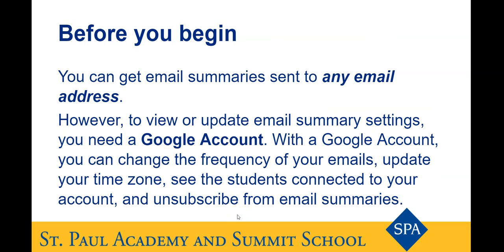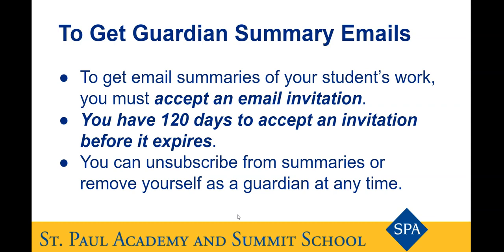Before you begin with your Guardian Summaries, you should know that you can get email summaries sent to any email address, whether or not it's a Gmail account. That said, you'll have more options for customizing what they look like and how frequently you receive them if you're using a Google account. To get the Guardian Summary emails, you must accept the email invitation that's sent by the school. You'll have 120 days to accept that invitation before it expires. You can also unsubscribe from the summaries or remove yourself as a guardian at any time.